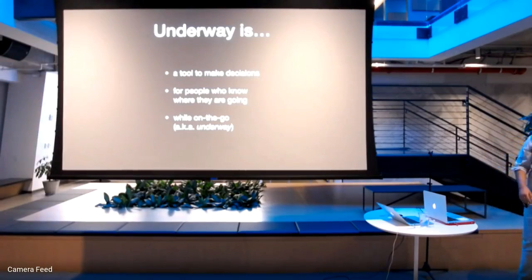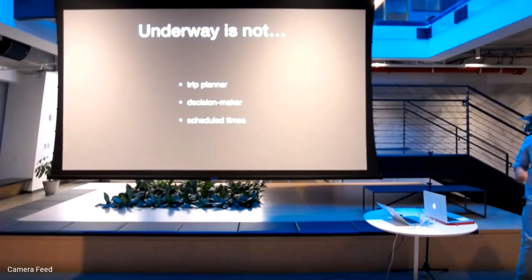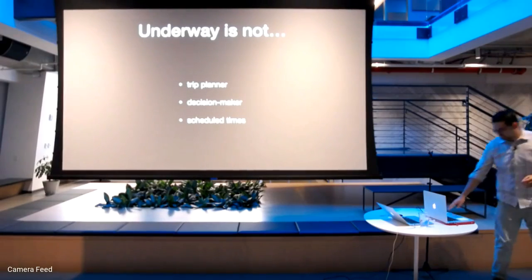Underway is an iPhone app. It's a tool for making decisions about the subway. We're targeting people that already know where they're going while they're on the go. That's where the name comes from, I guess. We're not a trip planner; we have Google for that. We're not a decision maker. There's lots of apps for these things, including schedule times. We only show the real-time data.